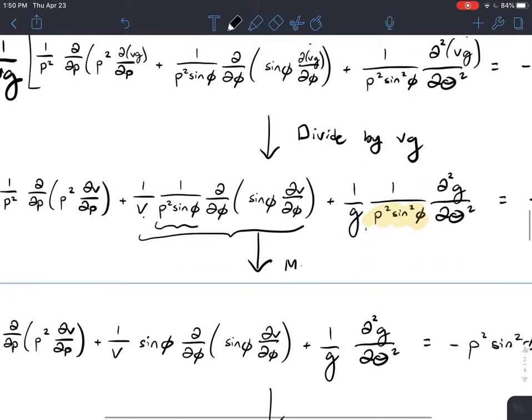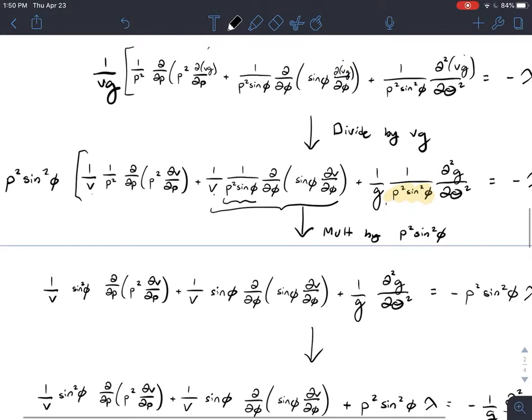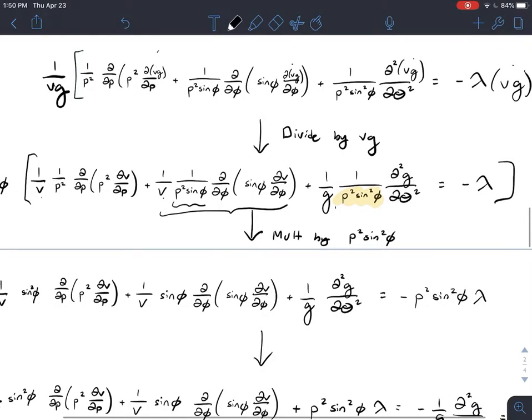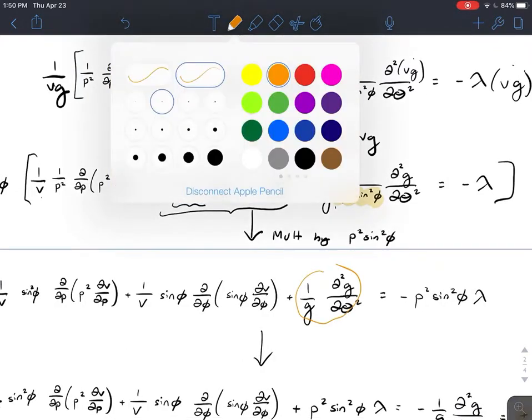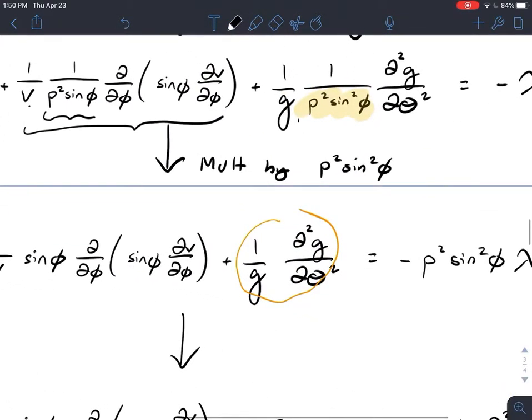So multiply by rho squared sine squared phi. In doing that, all I did was distribute across, and now we're just left with this nice term, which I'm going to circle in orange, that we can isolate on its own, because all the other terms have no dependence on theta. So what we're going to do is move terms around.